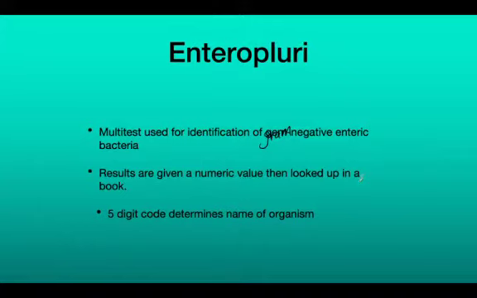These bacteria are those that are found in the gastrointestinal tract and are often associated diagnostically with urinary tract infections. Although they can cause infections in other areas, that's just one of the common types of infections that this type of test is used for. The results for an Enteropluri test actually come out as a 5-digit code, and we use this numerical value to look it up in a book and determine the name of the organism.